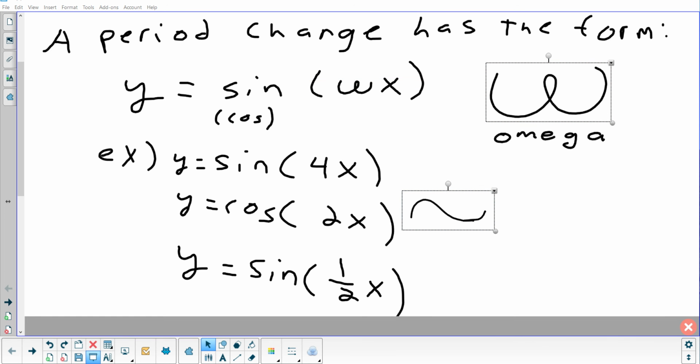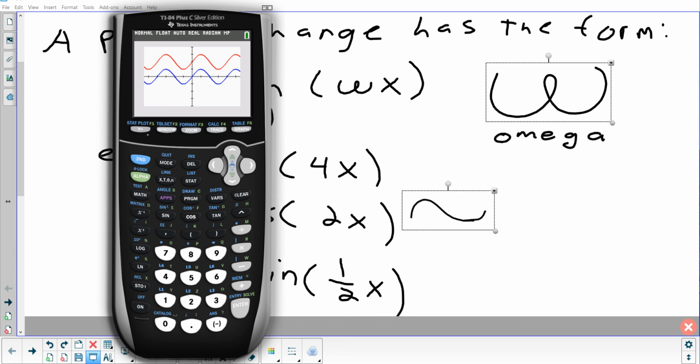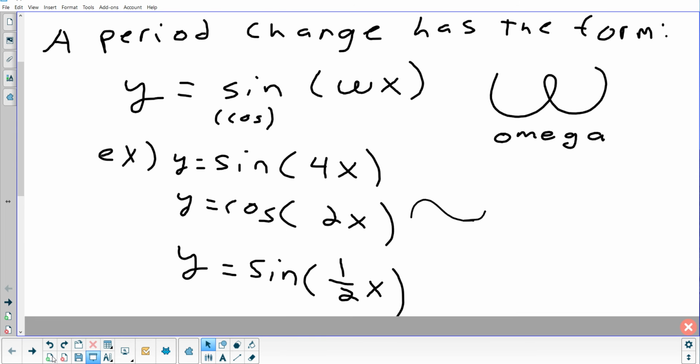Let's take sine of x, we'll graph it, and then we'll graph sine 4x. All right, so here's sine x. Here's sine 4x. So you're going to see the original in blue, and then in red, you'll see the new one. So what happened? Did it stretch or did it compress? Yeah? It compressed. Right? In fact, it compressed 4 times as much.